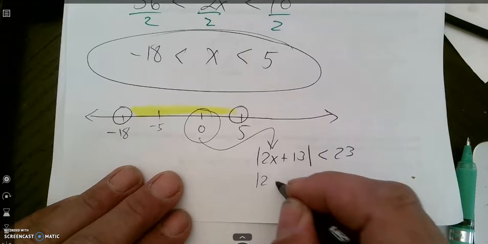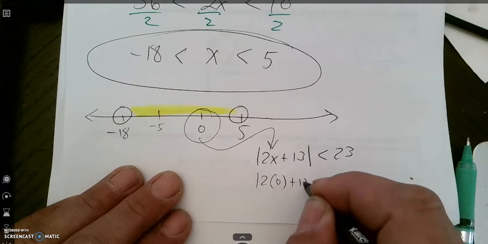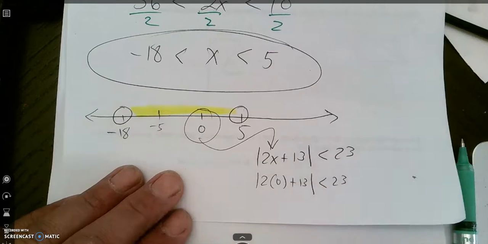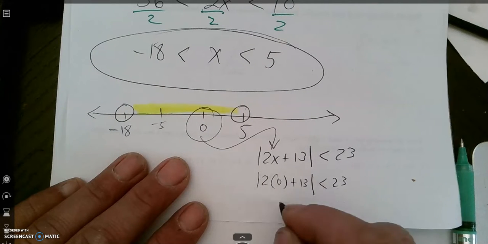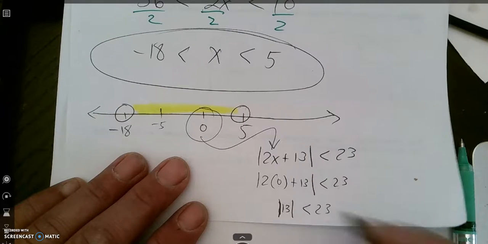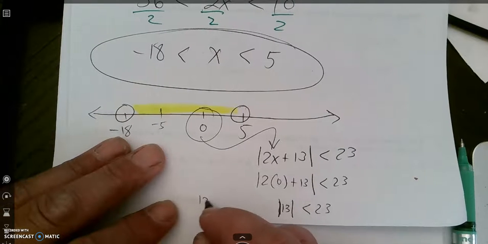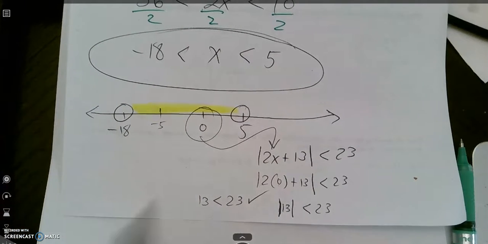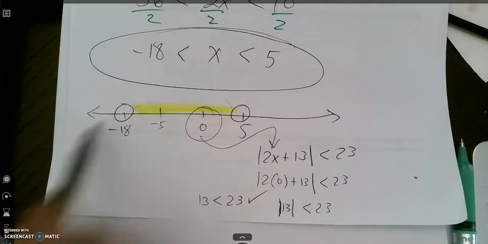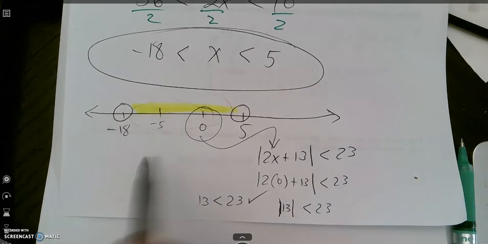And if you plug in 0 here, we should get a true statement. 2 times 0 would be 0. Plus 13, we said absolute value of 13 is less than 23. And that is true because absolute value of 13 is 13. That is less than 23. That checks. This should be true with anything you try in here. Any number in here should make this work.